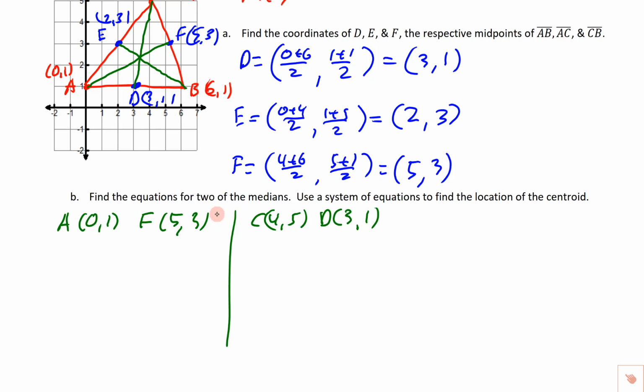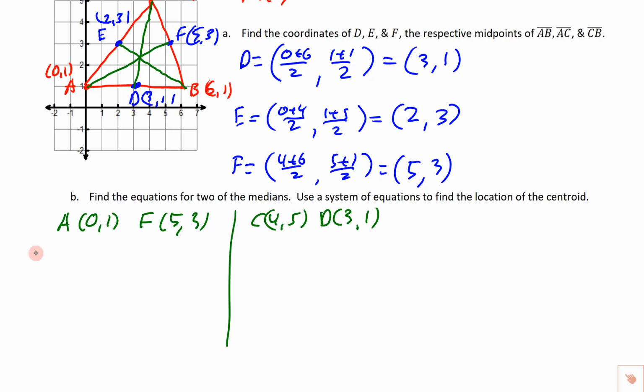Equations for the two medians. What do we do? Okay, Lizzie, can you tell us what we need to do first? I would say find the slope. Perfect. We're going to find the slope.